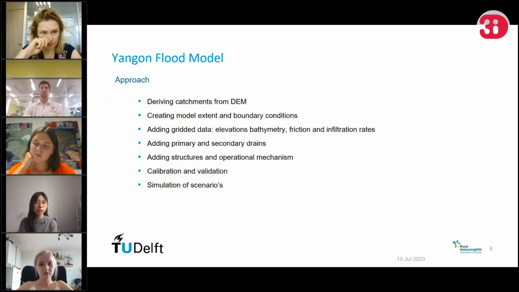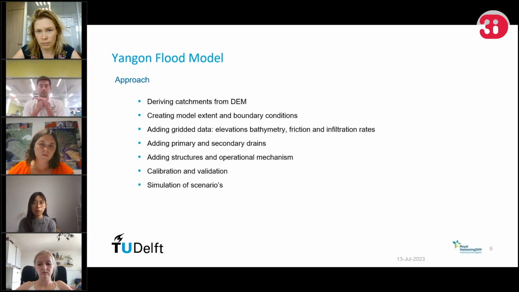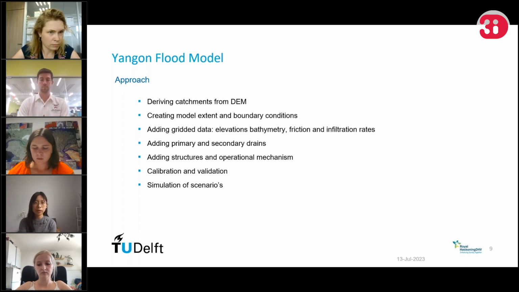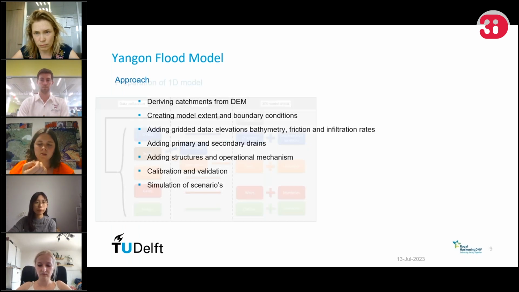So the approach is first deriving the catchment from DEM and creating the model extent and the boundary condition. For the grid data, for the 2D domain, we have elevation, bathymetry, and friction and the infiltration rate grid. And for the 1D element, we have primary and secondary drains and other structures, and we add the operational mechanism. After that, we calibrate and validate the model, and then we simulate different kinds of scenarios.